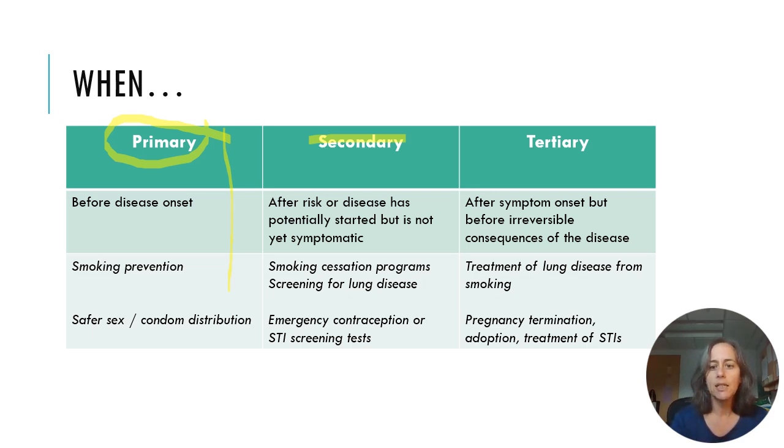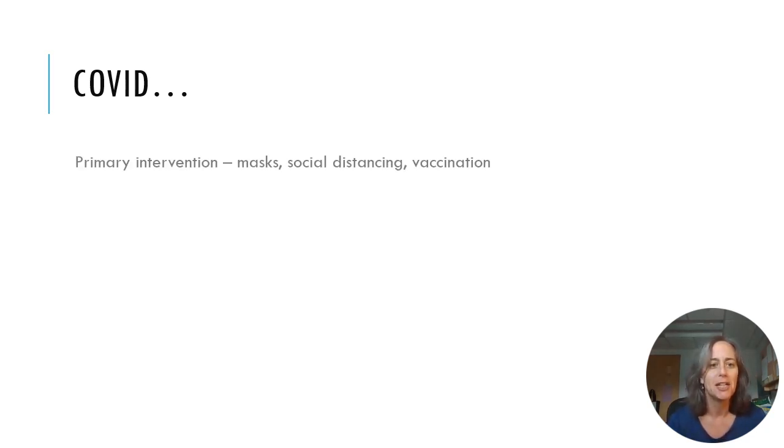So to give you another example, if we think about COVID-19, it gives us so much rich fodder, we can talk about everything in public health through the lens of COVID-19, pretty much. All right, so primary interventions for COVID-19 were wearing masks and social distancing and getting vaccinated. Those were all things to help you prevent infection.